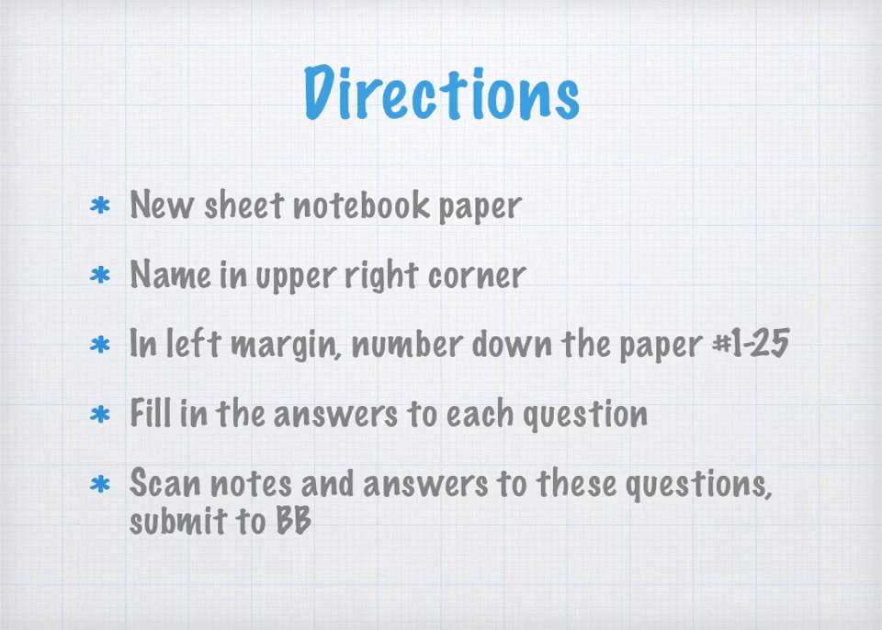All right, so get a new sheet of notebook paper, put your name in the upper right-hand corner and period. In the left margin, number down the paper 1 through 25 with a little bit of space. And then we're going to be filling in the answers to each question. You're going to scan the notes and the answers to these questions and submit it to Blackboard. Okay, so that is your homework. So, new sheet of notebook paper, 1 through 25 in the left-hand margin, name in the top right with your period, and here we go.